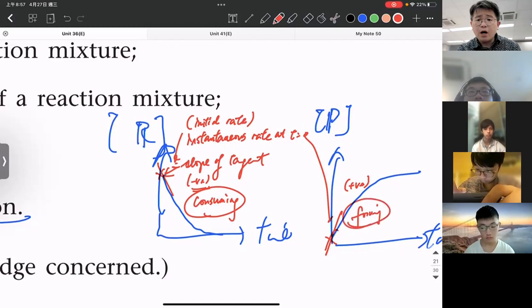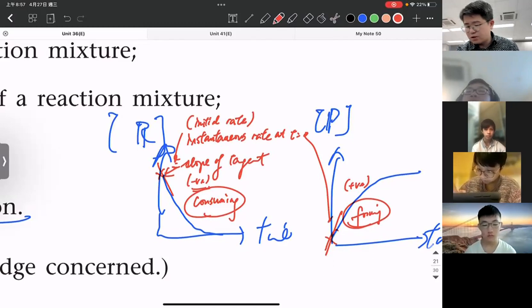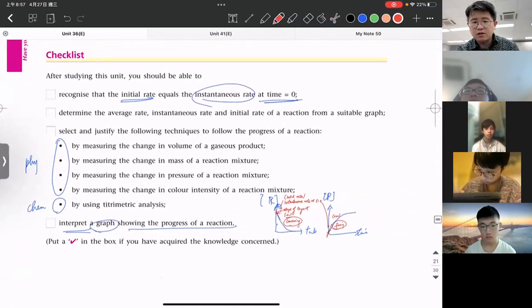While the slope has a decreasing trend in magnitude, which means the fastest rate of consumption of reactant happens at the very beginning, and the rate of formation of product is also found to be highest at the very beginning. Questions? Any questions so far for that?